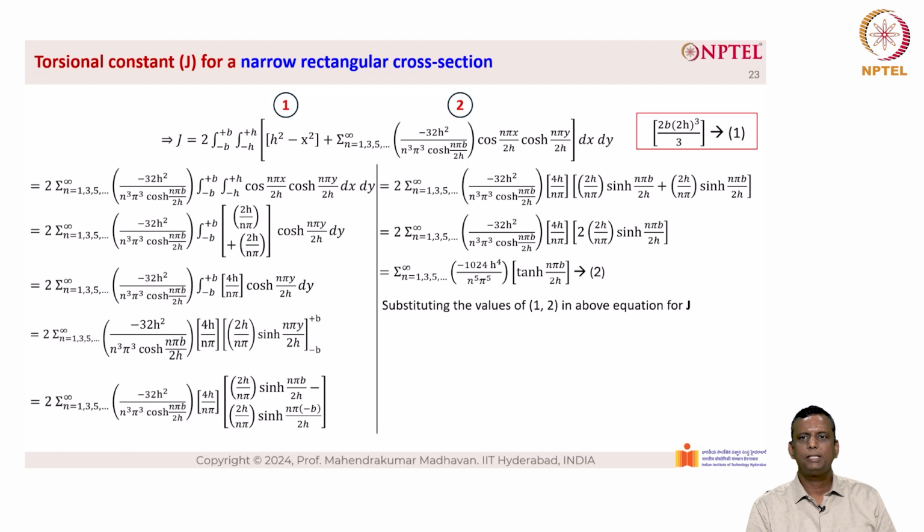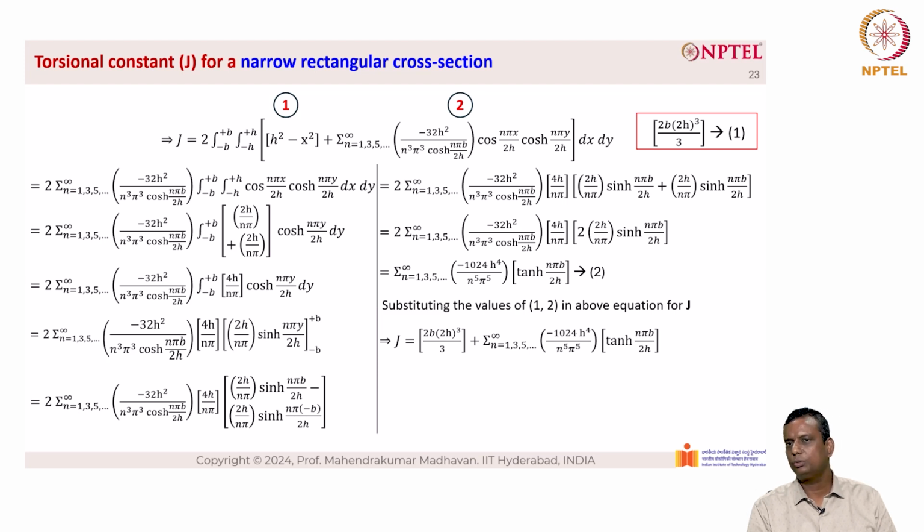So substituting the values of 1 and 2 in the above equation for J, we have J equal to 2b into 2h the whole cube by 3 plus series function sigma n equal to 1, 3, 5 up to infinity minus 1024 h power 4 by n power 5 pi power 5 into tanh n pi b by 2h, right?